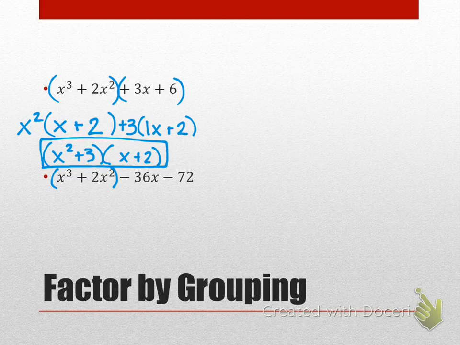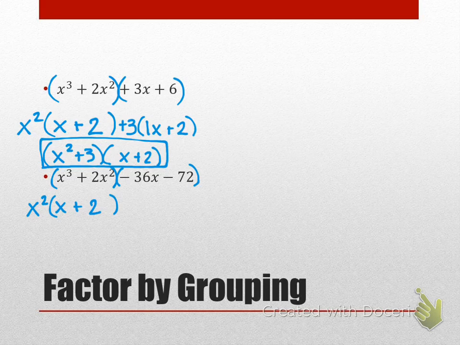All right, let's do the next one. Put parentheses around my first 2 terms, my last 2 terms. Ryan, what is the greatest common factor of x cubed plus 2x squared? X, how many of them? 2. Very good. So I can take out an x squared. That's going to make this first term x and this last term 2.